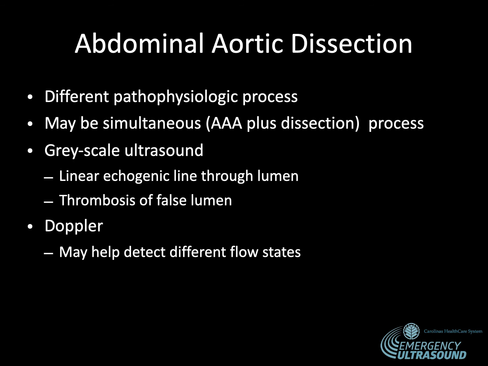An abdominal aortic dissection is a little bit of a different beast when compared to a AAA. It's a different pathophysiologic process. It may be simultaneous. A patient can certainly have a AAA plus dissection. When we're doing the ultrasound, we want to look for a linear echogenic line through the lumen or thrombosis of a false lumen. Doppler may help detect different flow states.